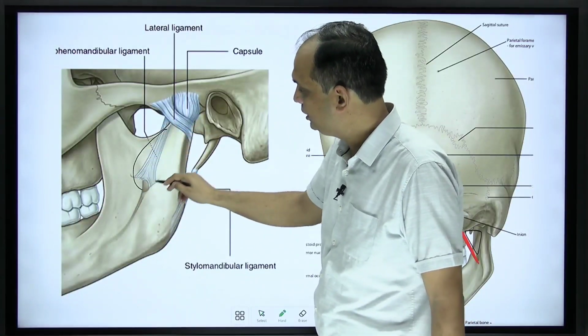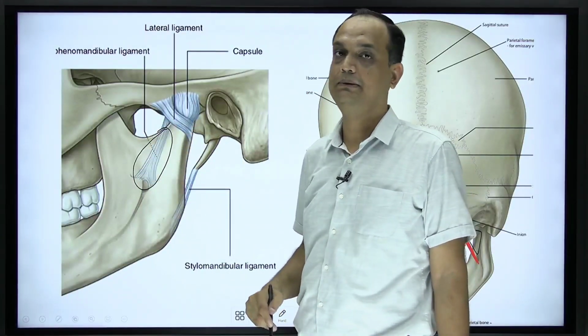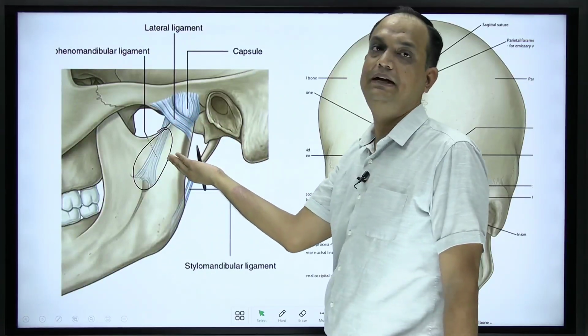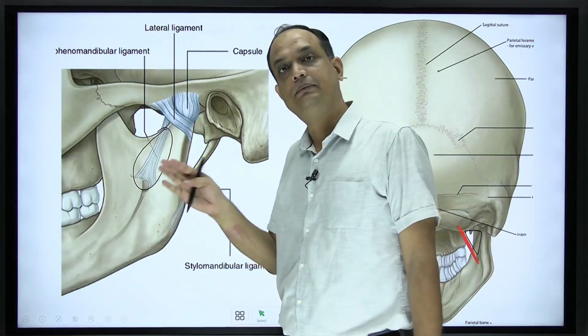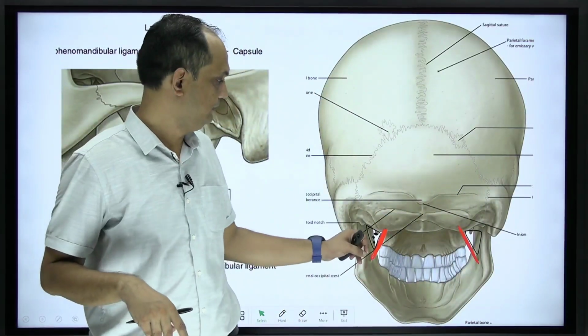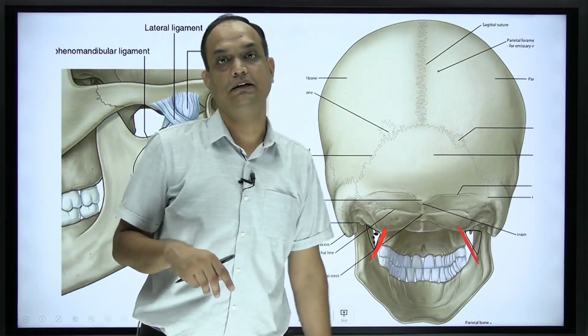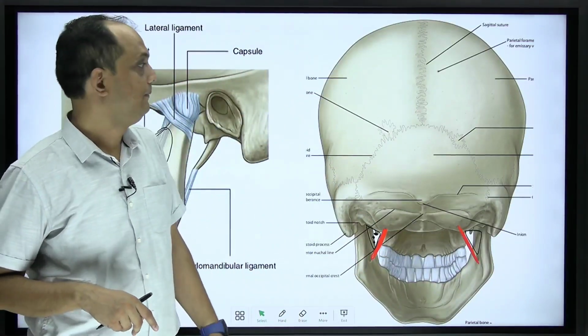Now in this diagram also, you will see that this is actually the superimposed view, and you can see that this is the shadow of the sphenomandibular ligament. So there is a clear-cut gap present between the inner side of the mandible and the outer side of the sphenomandibular ligament, and this space contains your maxillary artery.